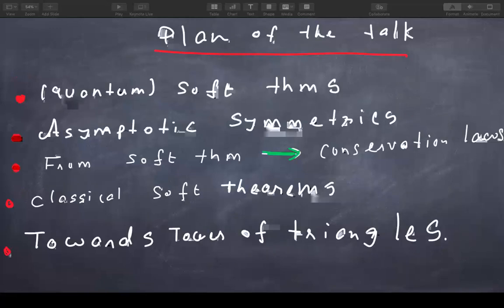So this is the plan of the talk. Mark, you can hear me okay, right? Yes, perfect. Thank you. Okay.